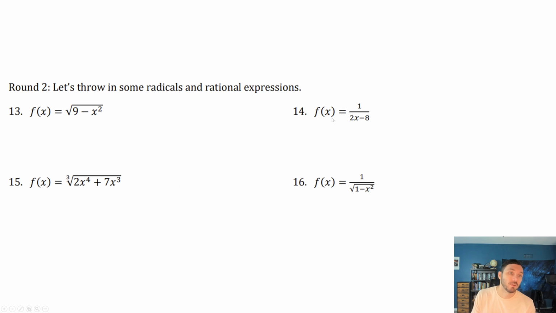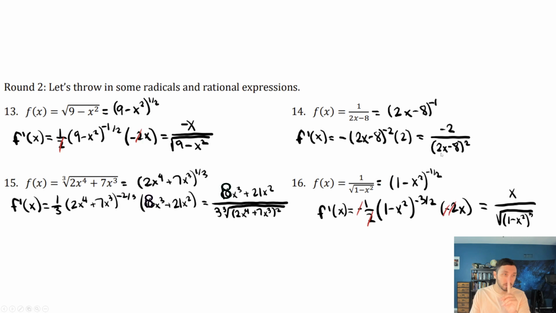All right, so let's throw some radicals and rational expressions in the mix. I suggest rewriting either the radical expression or the rational expression. So radicals over here, rational expressions, being like fractions, writing them as an exponent first, then applying the chain rule. So give them a go. 3, 2, 1. So like within 13, I can rewrite the square root as a power of 1/2.